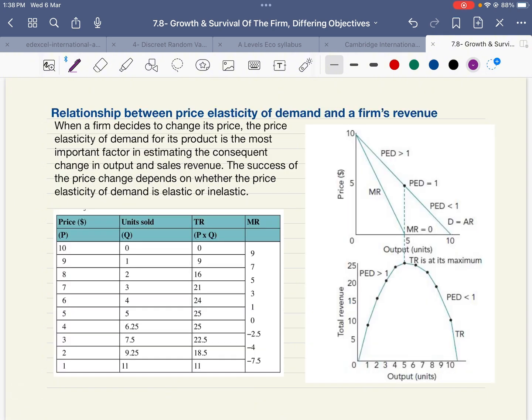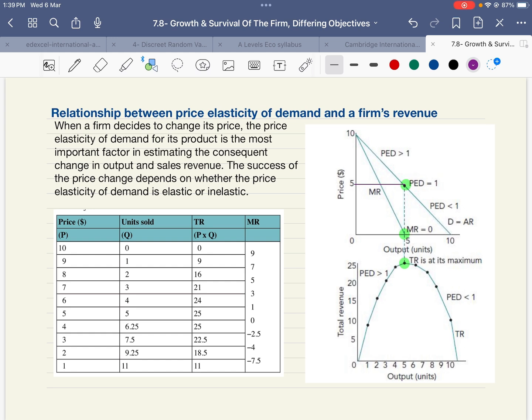Now let's have a look at the relationship between price elasticity of demand and a firm's revenue curve. A firm's revenue curve is always a downward sloping curve because revenue increases when price decreases. More units are purchased when prices come down. So let's have a look at the relationship between marginal revenue, total revenue and average revenue. Total revenue is always maximum where marginal revenue is equal to 0. At this point, price elasticity of demand is equal to 1. It says that at price 5, price elasticity of demand is equal to 1.